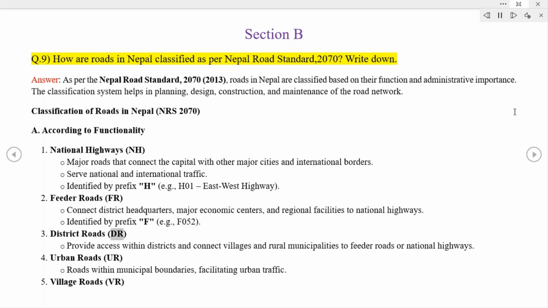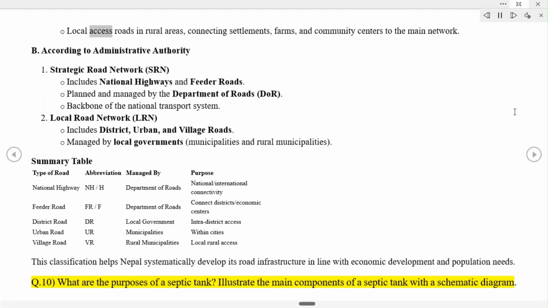District roads, DR. Provide access within districts and connect villages and rural municipalities to feeder roads or national highways. Urban roads, UR. Roads within municipal boundaries, facilitating urban traffic. Village roads, VR. Local access roads in rural areas, connecting settlements, farms, and community centers to the main network.